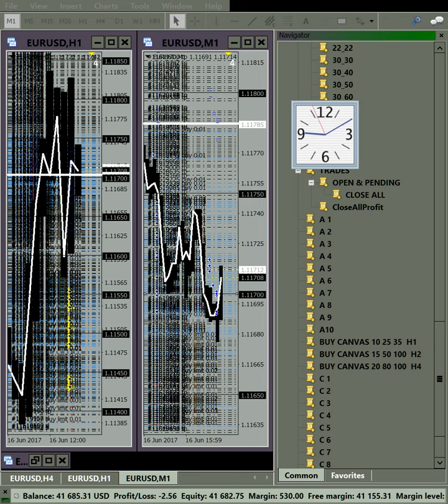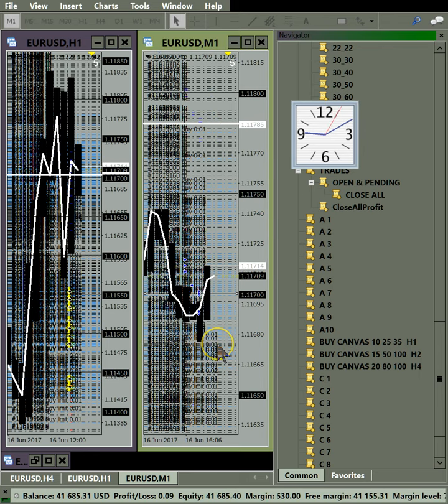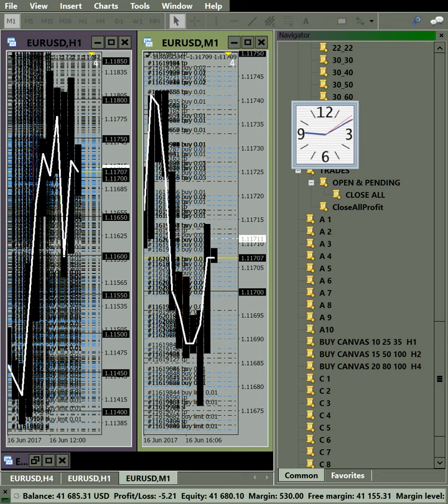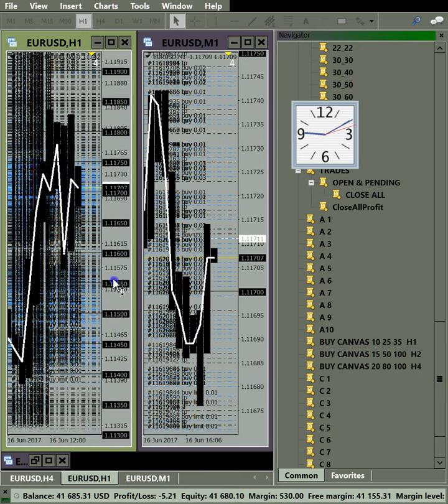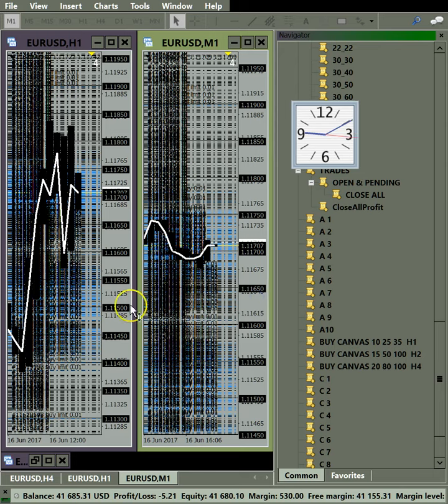So that's my rule system. I deleted these bad tickets. The arrows are still there. The arrows don't go away just because I deleted those orders. Clean and simple. 1 minute chart, 1 hour chart. One currency, one angry trader.